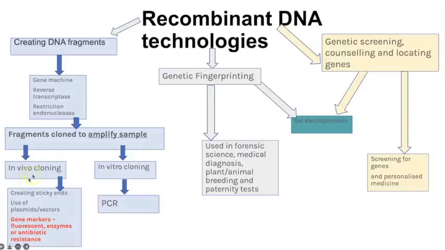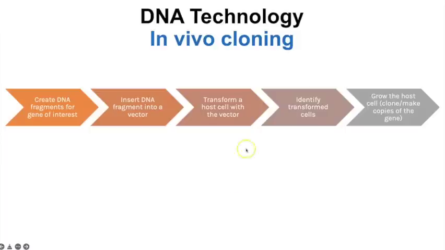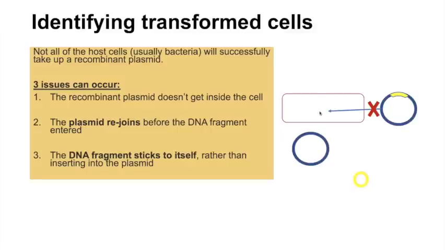Now the final thing in this in vivo process is how you can actually check to make sure that the plasmid definitely took up the DNA fragment, and how you can check that the host cell definitely took up that plasmid. And that is where these gene markers come in. And that's what we're going to look at next. How you can identify whether the cells were transformed, meaning they took up the modified plasmid. And then if you do have cells that have, the final step will be growing lots and lots of those transformed cells. But we're just going to focus on how to identify transformed cells.